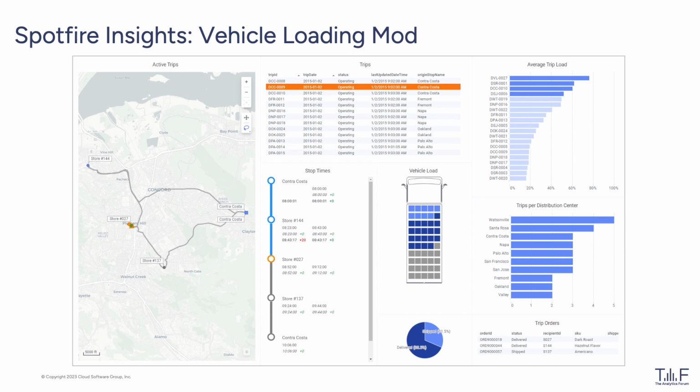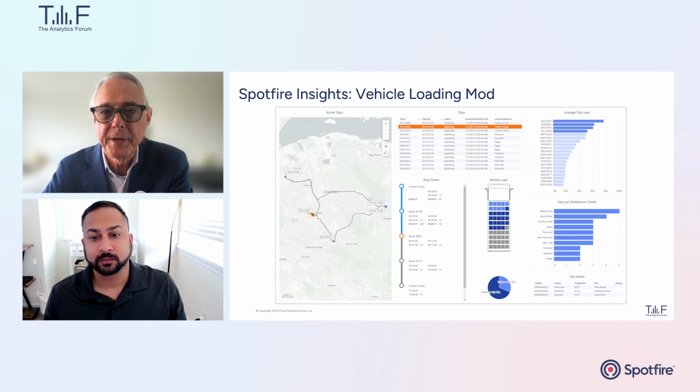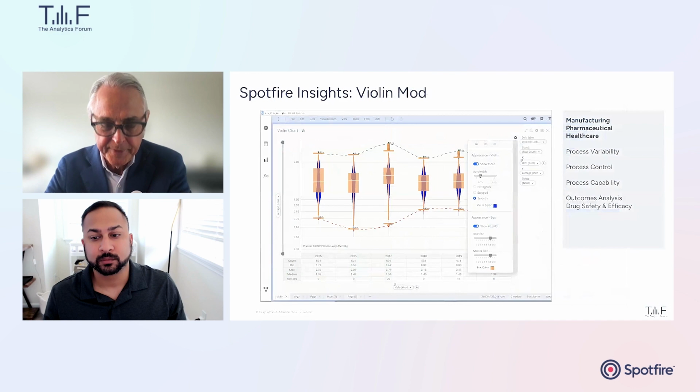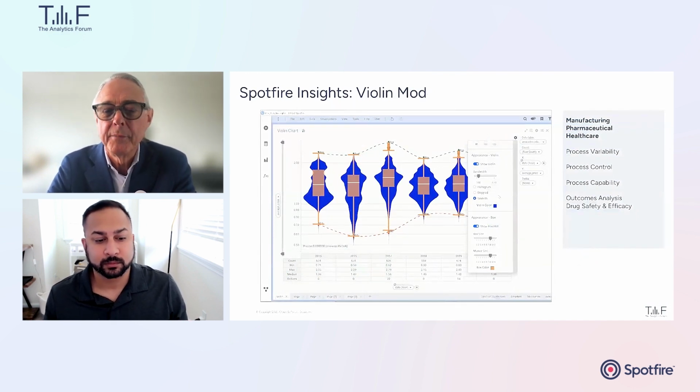So these are very useful for specific industry experts, and they're more than just a bar chart or a sunburst chart. They're specific to industry problems. Yeah, and totally linked into the rest of the analysis. So you see the brush linking there on the stop times to the trip and so on, just to behave like any other Spotfire visual. Another one that I really like, Neil, is the violin mod.